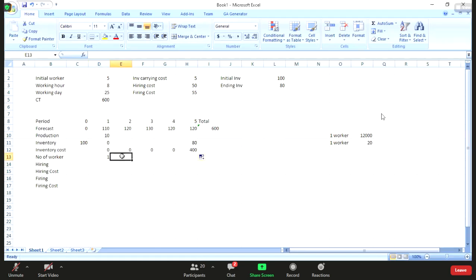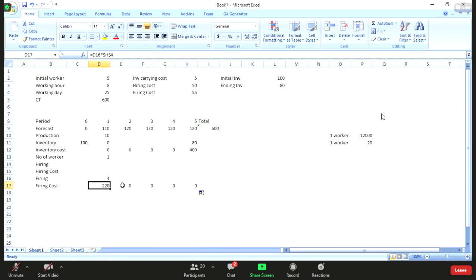Okay, sudah. Number of worker, we continue. Number of worker that we require is only 1. Previously, we have 5. So in this situation, we need to fire 4 workers. Then the cost will be 4 times 55. We lock this cell like that. After we lock, then we can copy it on the right. Before we continue, is there any question, student?